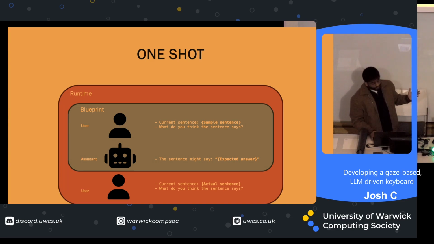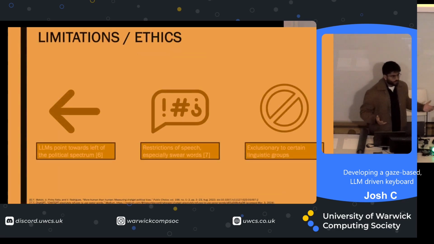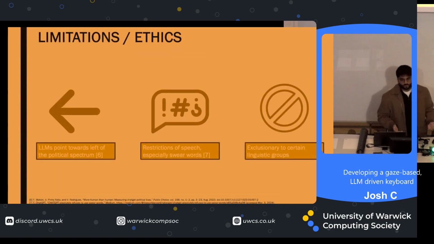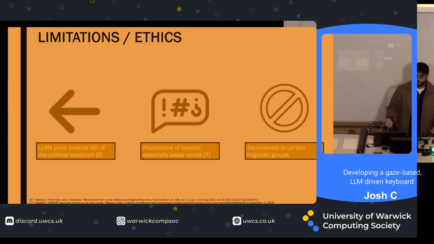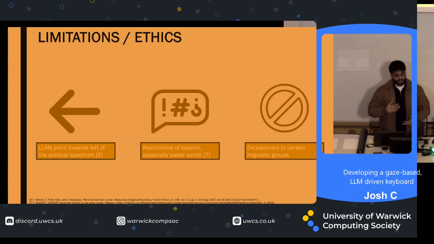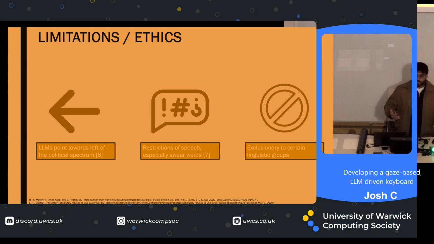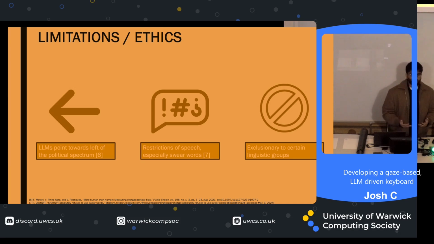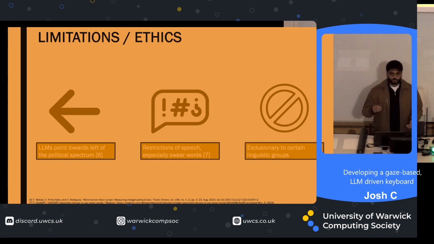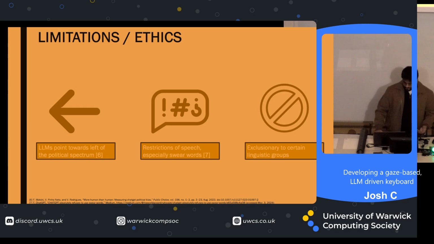So that's my prompt. But obviously, when you're using a language model of any kind, there are going to be some ethical implications of this. Right, it's been noted that large language models tend to have quite significant political bias towards the left of the spectrum. There's a lot of restriction of speech. You can't swear. You might not be able to use the slang that you want. I guess that follows quite nicely into the fact that it can be quite exclusionary to certain linguistic groups. If you're speaking in a specific way, perhaps even if you're speaking a different language, it's not going to be as easy to detect as if you're speaking in English and a standard way of speaking.